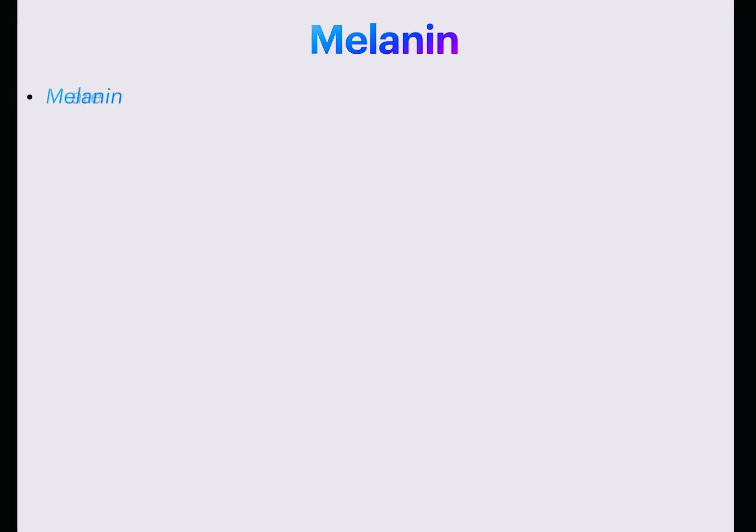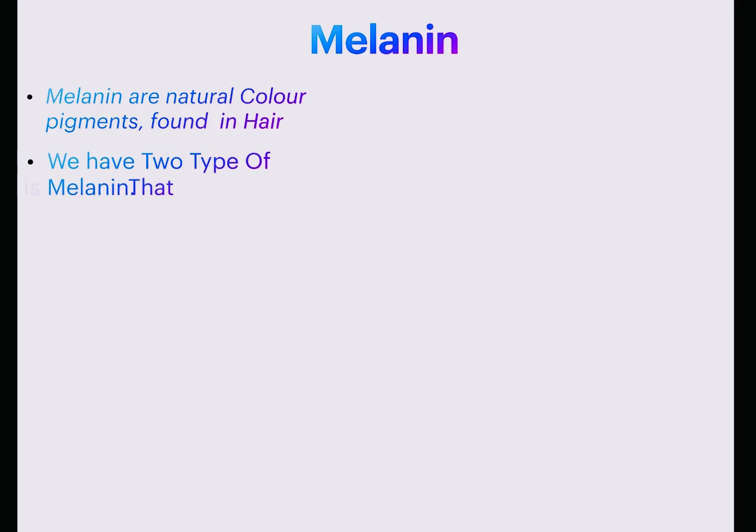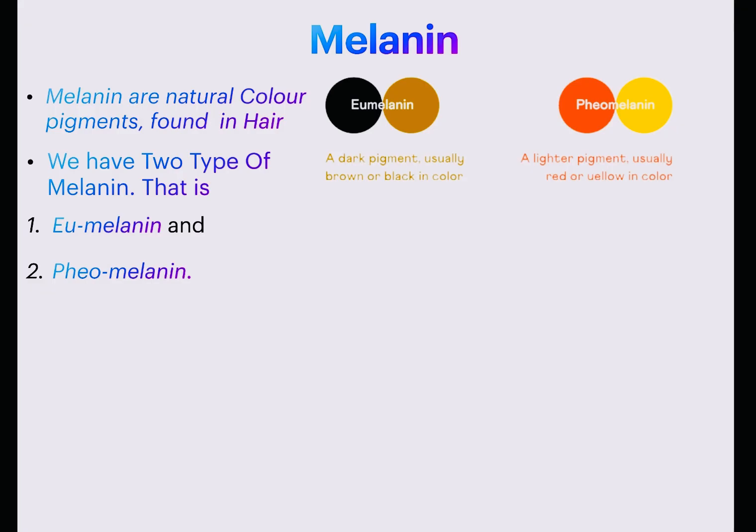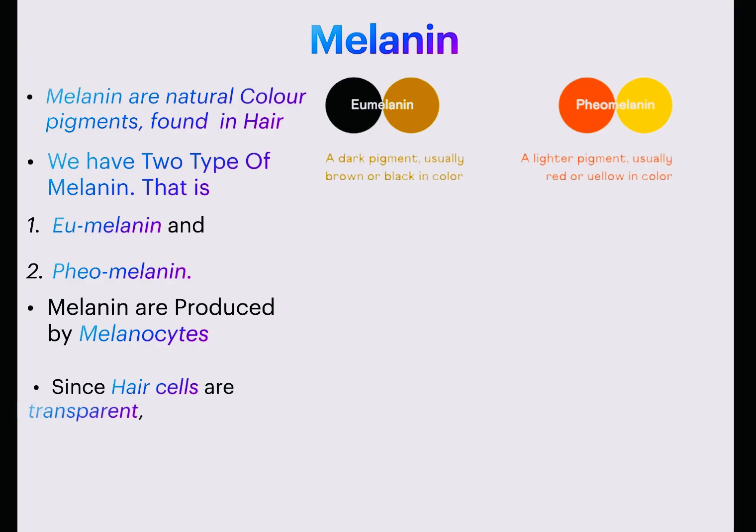Melanin is nothing but the natural color pigments found in the hair. We have two types of melanin, that is eumelanin and pheomelanin, and they look like this. Eumelanin is a darker color pigment and pheomelanin is a lighter color pigment. Eumelanin is made up of black and brown, whereas pheomelanin is made up of red and orange.